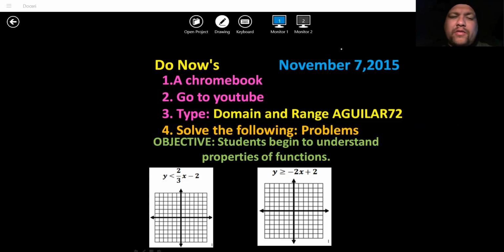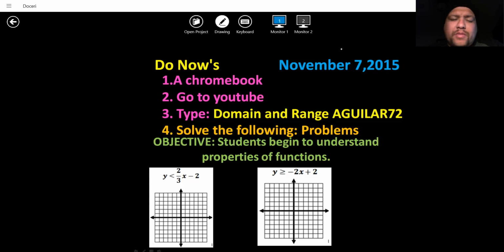By now, you guys should have a Chromebook. You should be at YouTube, domain and range, AGUILAR72. Okay, we want to start being able to look at properties of functions. The first thing I want you guys to do is graph the two following inequalities on your graph paper. If you guys can do that for me, that would be tremendous. We're going to go ahead and solve these in a couple of minutes.